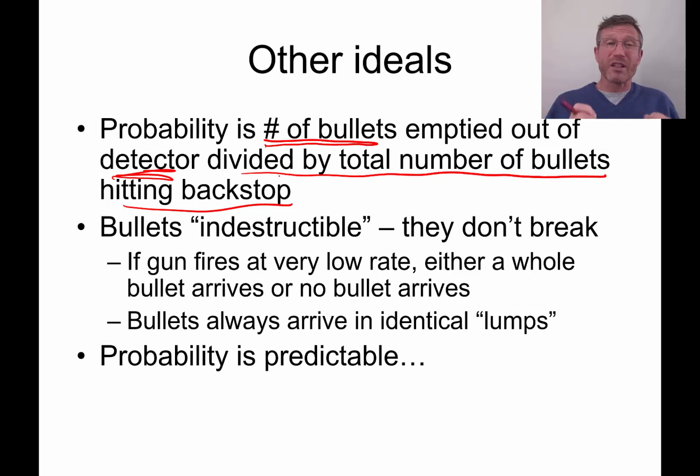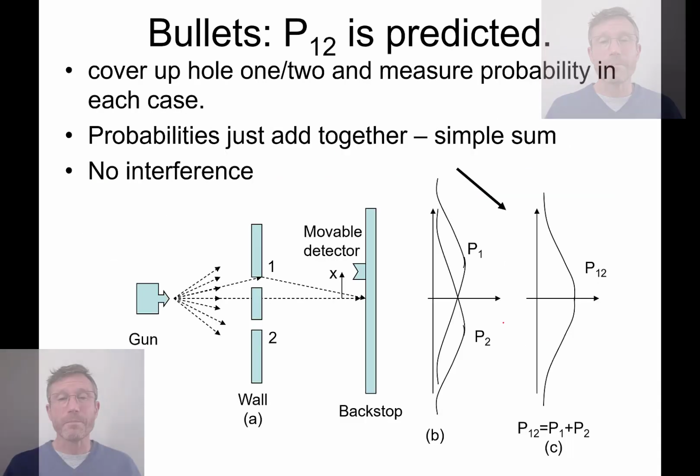We're also going to say these bullets are indestructible. The bullets themselves don't break into different chunks. So when we count a bullet, we're counting a whole bullet. There's not going to be any half bullets in there. So these bullets are indestructible. They don't break. If the gun fires at a very low rate, either a whole bullet arrives or no bullet arrives at any period of time. And these bullets always arrive in identical lumps. We're going to use this word lump a few times today. The probability, by the way, is going to be predictable.